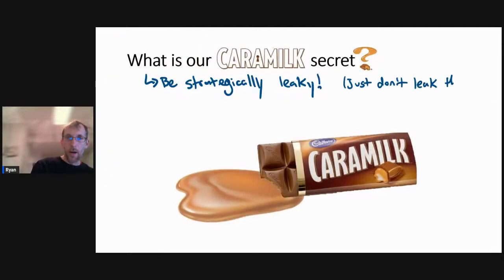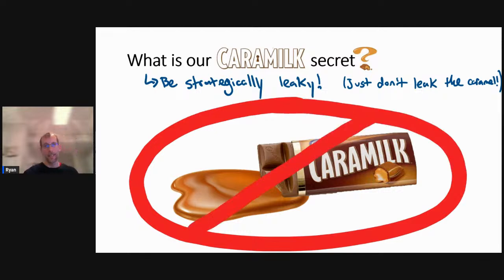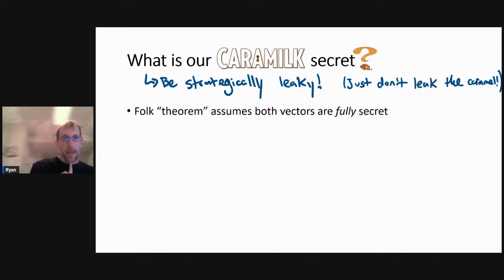So our idea is to be leaky, but to be strategically leaky. So you could call this our caramel secret. We want to be strategically leaky because we know that no matter what we do, we're going to leak a bunch of information if we don't send that linear stuff. But maybe we can be really strategic and make sure that the stuff that gets leaked doesn't matter at all, and the stuff that we actually care about does not get leaked. Right.